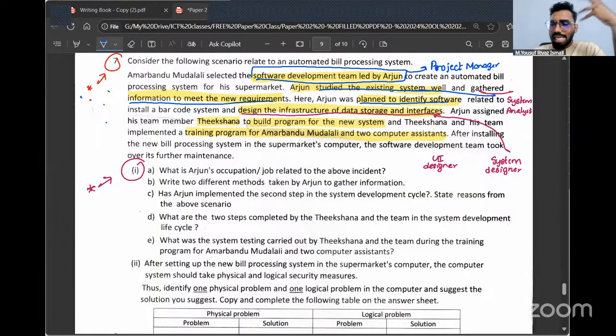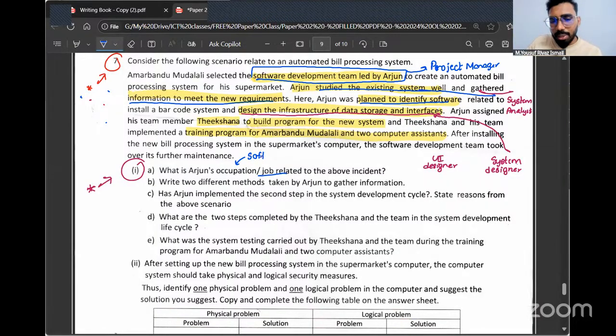Similarly, software engineer is a field, right? Out of this field, there are several job roles. So when you are asked what is his job related to the above incident, if you mention software engineer, the answer is correct. But that is not a very precise answer because software engineer is not really a job role. It's like a field, like teacher. For example, there are types of teachers: maths teacher, ICT teacher, Sinhala teacher. Teacher is a common word, like software engineer is very common. If you mentioned it, that is correct.